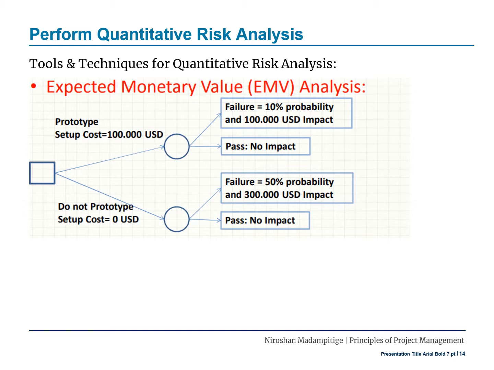Now in the other scenario where you do not develop a prototype, therefore no cost. Again, you have two possibilities, to fail or to pass. If you fail, 50% probability and 300,000 USD impact. If you pass it, no impact. Therefore, you can make a call yourself to proceed with building the prototype or choosing not to develop the prototype.